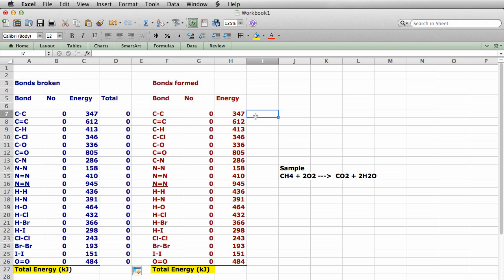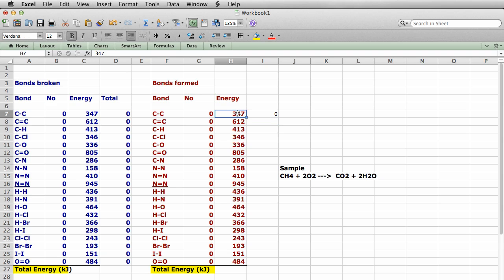We can simply say, okay, equals the number of bonds, H7, times the number of bonds, simply click on that cell, G7, and hit enter. And again, we return 0.